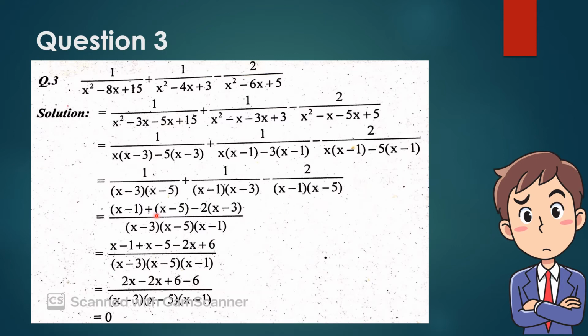So now you will simply add up the terms. We have x minus 1 plus x minus 5 minus 2 into x plus, minus minus will give you plus, and 2 3s are 6. So now you will simplify it. You will get 2x minus 2x plus 6 minus 6. So in the numerator we have got 0. So 0 divided by anything will give you 0.